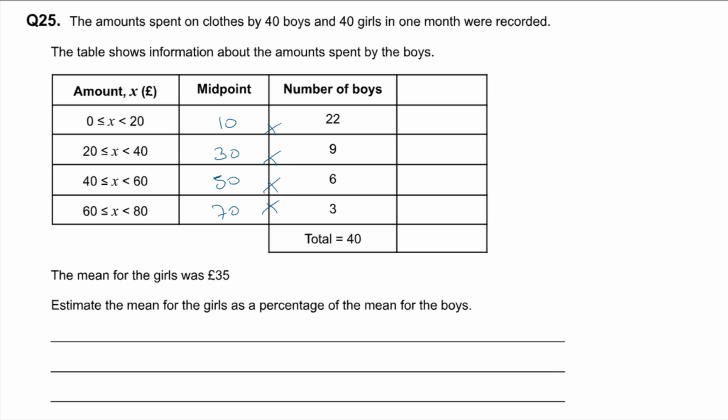So 10 times 22, I can just do it in my head, it's 220. 30 times 9, that's 270. 50 times 6, that's 300. 70 times 3, it's 210. I'm doing very well. I'm just going to add those up with the calculator though. So 220 plus 270 plus 300 plus 210. That comes to 1,000. Spooky. Maybe this came from a non-calculator paper, I'm assuming, because the answers are spookily nice.